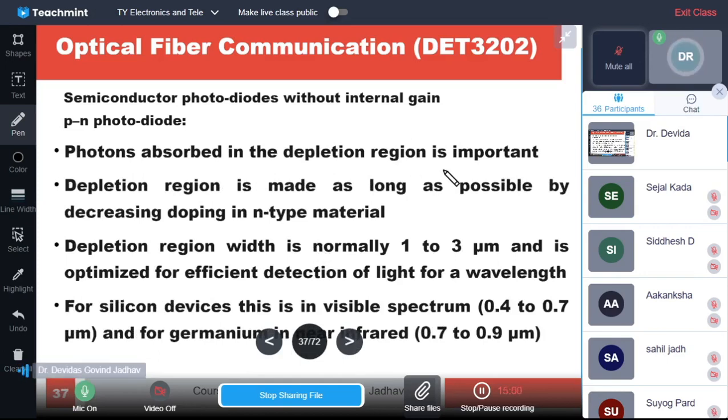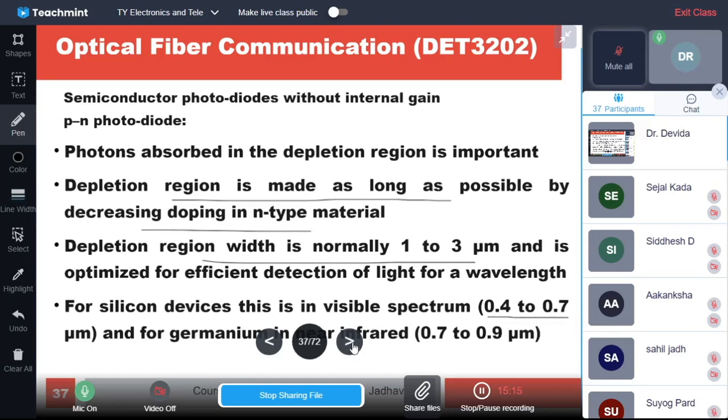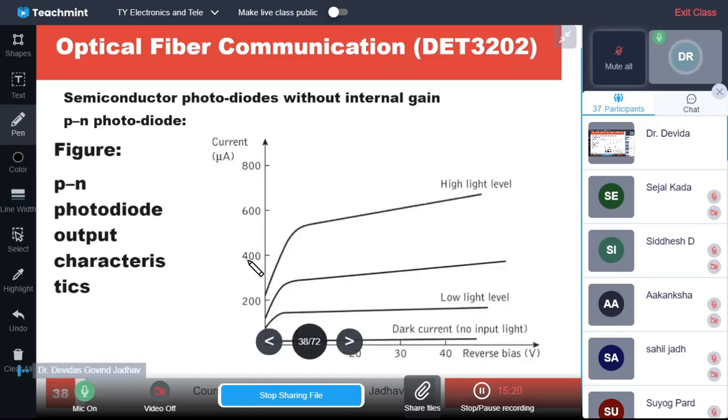Okay, the depletion region is made as long as possible by decreasing the doping concentration. Depletion region width is normally 1 to 3 micrometer. In silicon devices, the visible spectrum is 0.4 to 0.7, and germanium is 0.7 to 0.9 micrometer. So germanium has longer wavelength operation. So this is the typical characteristic. Initially, as reverse bias increases, speed increases, but it remains constant at a saturation level. So this is saturation. Thereafter the current will not increase.